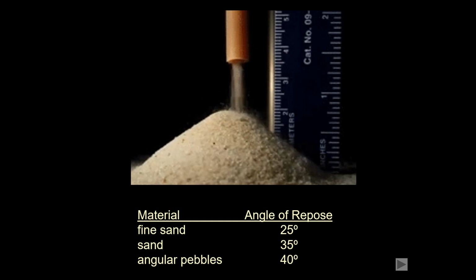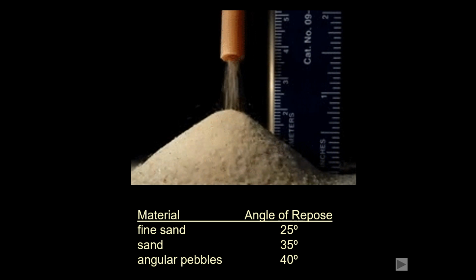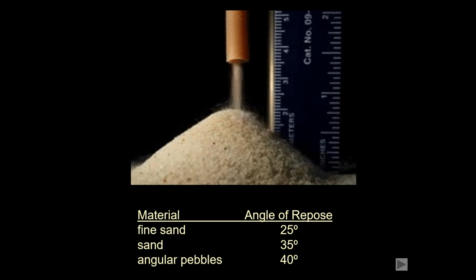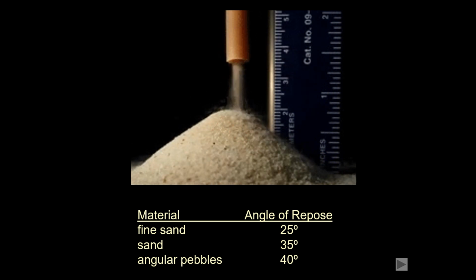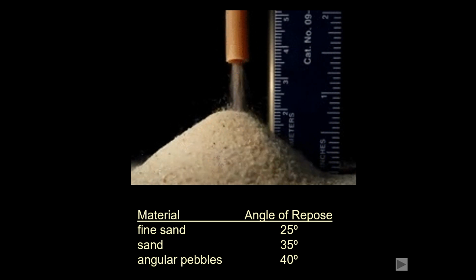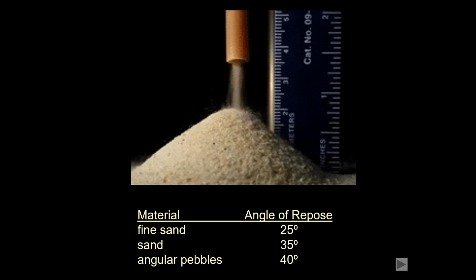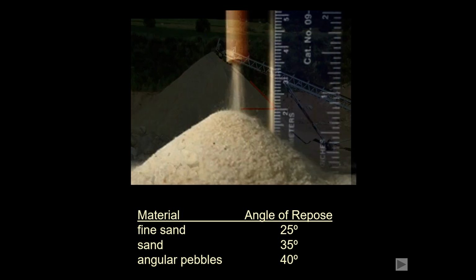And we can test this idea if we use sand and pour sand in just one place. Fine sand will build an angle of about 25 degrees. So this angle right here is about 25 degrees. More coarse sand will build an angle of about 35 degrees, and angular pebbles, just because they're irregular in shape, will form angles of about 40 degrees. So the angle of repose does change depending on the material.